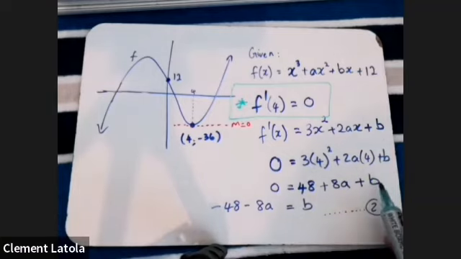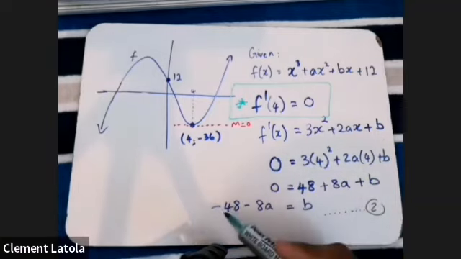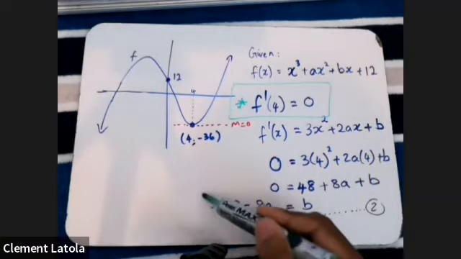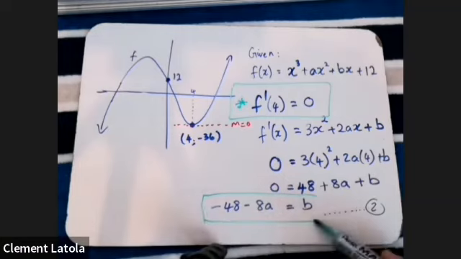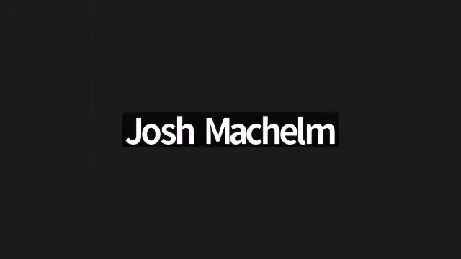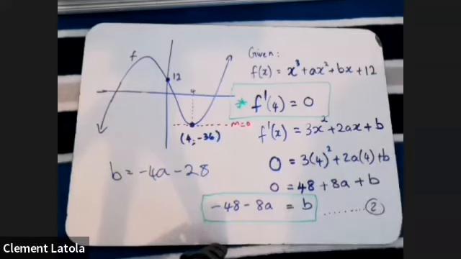Now, to make b the subject of the formula, we take the 48 across and we take the 8a also across. So I think I asked the question at this point, what was the previous equation that we got for b? Because this is the second equation. What was the first equation? So the first one was b is equal to minus 4a minus 28. B is equal to minus 4a minus 28. Okay, I wanted to say that it looks very similar. It's not exactly the same, but it does look very similar.